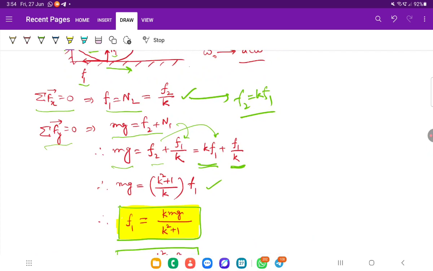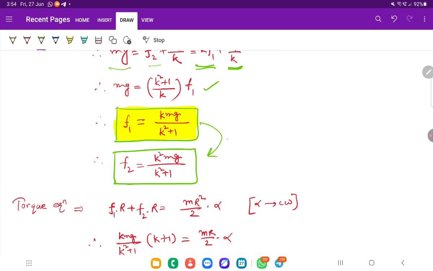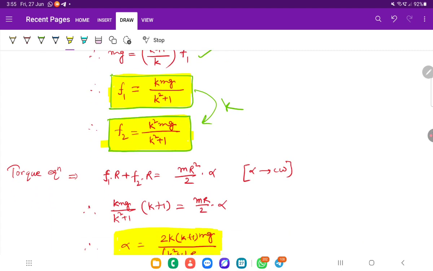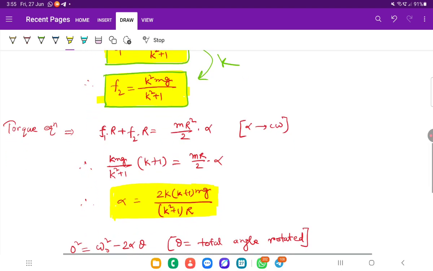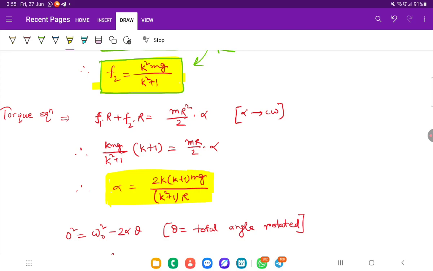And this one was our one equation, that F2 was K times F1. So you just multiply a factor of K in F1 and you will get F2 as K square Mg upon K square plus 1, right? This one is F1, F2. So I've simplified almost the F1 and F2 values in one or two variables. So obviously, the given variables, because F1, F2, all these terms I have assumed, but K, Mg, these terms were given to us. Now translational equilibrium part is done.